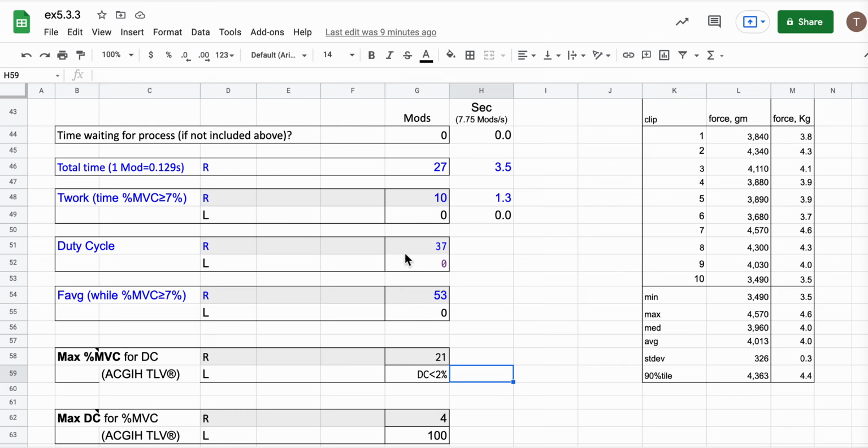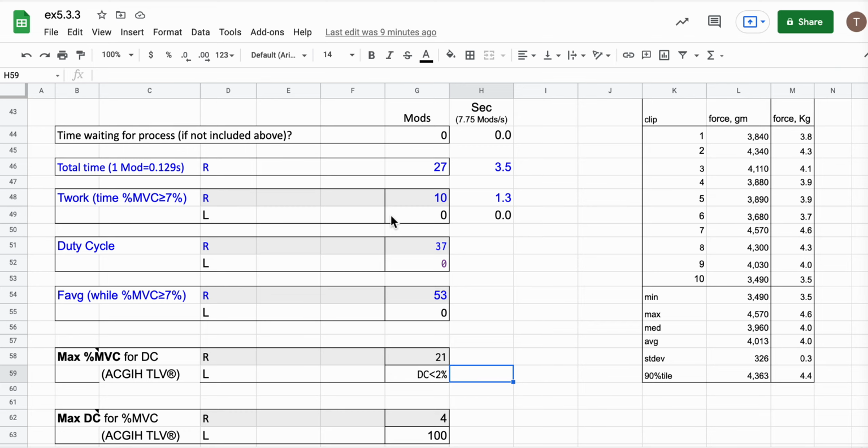We've determined the cycle time for this job and the duty cycle and peak force and basically the force patterns. We'd like to know whether this is going to be excessively fatiguing before we actually bring workers in to start work. The good news is we've got some resources that can help us with this.